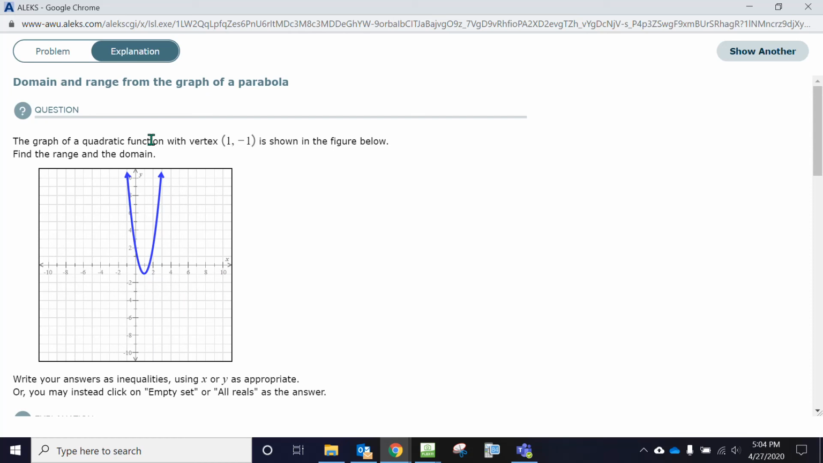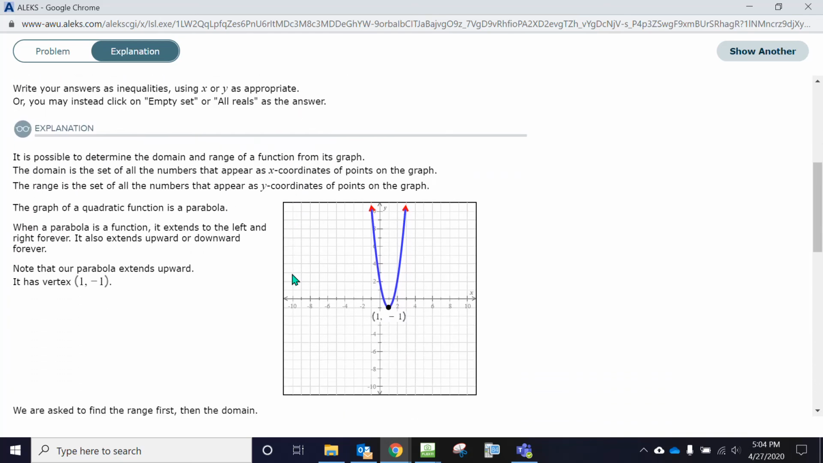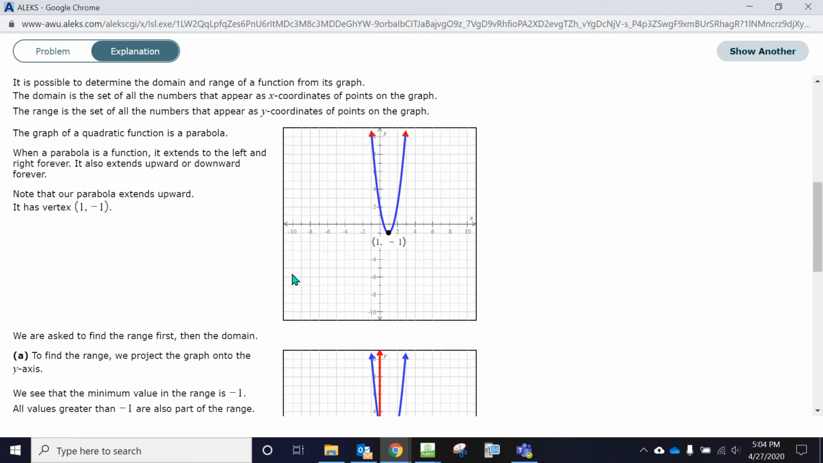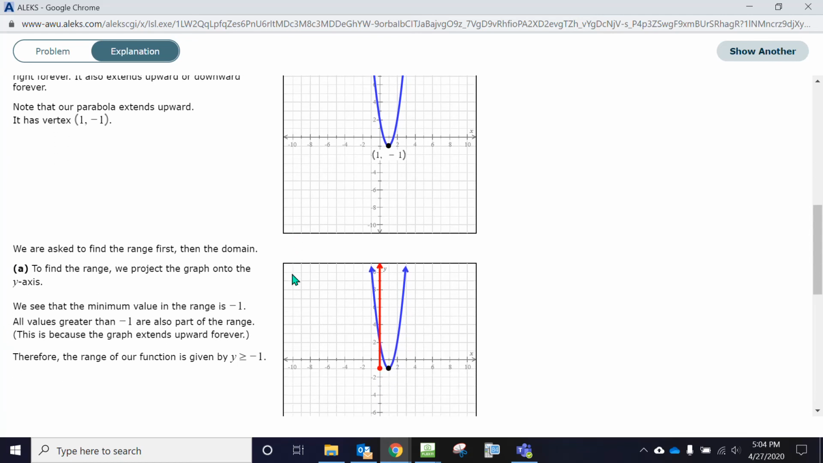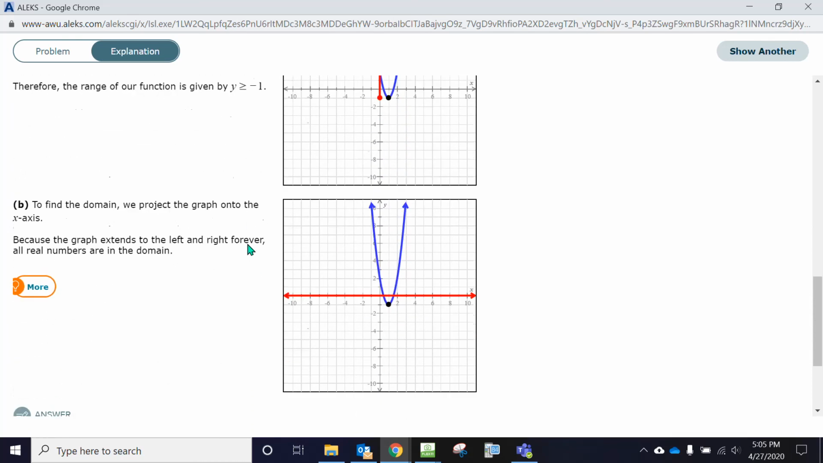Now range goes up and down. Our lowest point is -1 and it goes up forever. So your y value should be greater than or equal to -1. Probably a similar explanation as for the domain. See, what's the lowest y value? -1, and it goes up forever. So y is greater than or equal to -1.